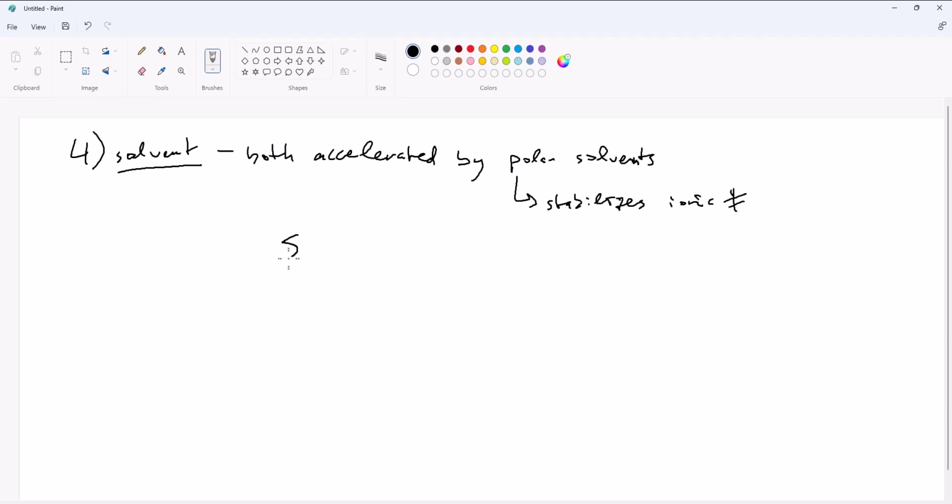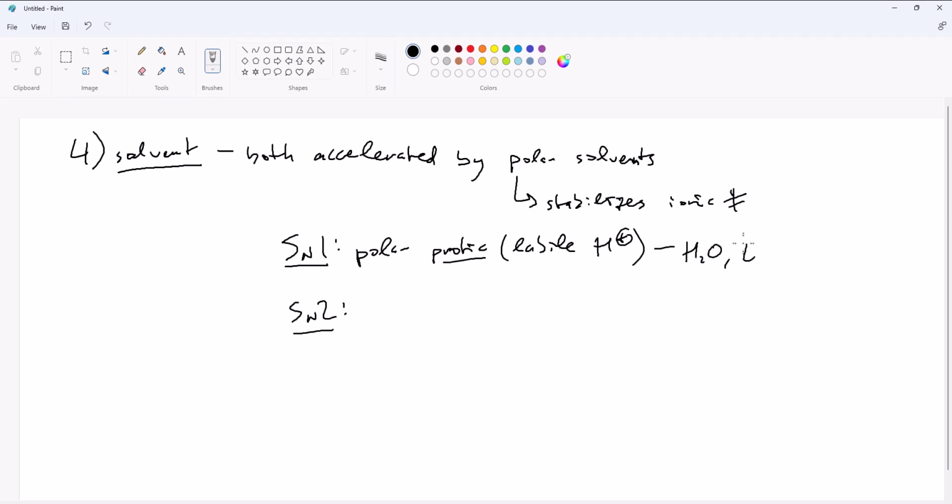Now this is where they differ. SN1 and SN2 have different preferences for which makes these reactions go the fastest. So SN1 reactions are going to favor polar protic solvents. Protic meaning that they have a labile hydrogen, a labile proton. So this is something like water, ethanol, alcohols, methanol, acetic acid, something that has these labile protons, and that helps stabilize the transition state that occurs in an SN1 mechanism. Now SN2 mechanisms favor polar aprotic solvents. So that means there's no H+.